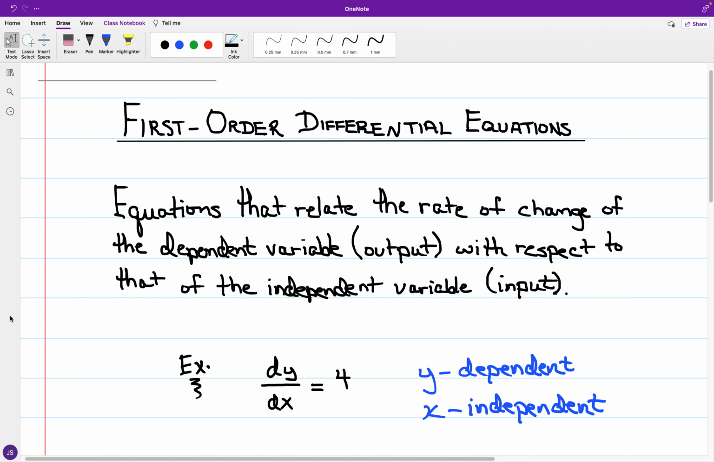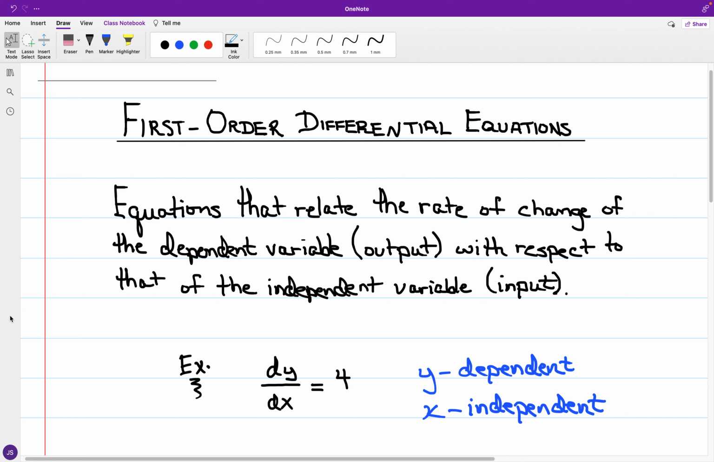A sample of a first order differential equation, something fairly basic, we have dy over dx is equal to 4. So you're looking at the change of y with respect to the change of x, and here we have that rate of change set equal to the constant 4. And so in this particular equation, y is the dependent variable, x the independent.